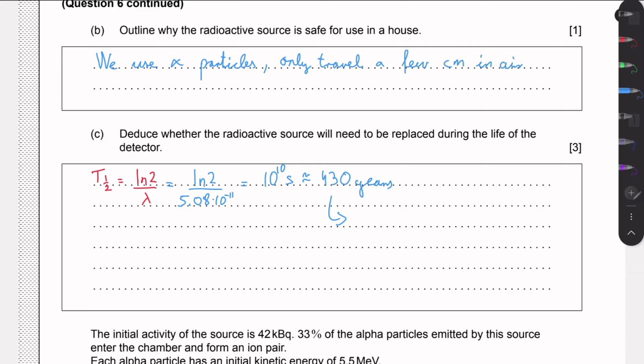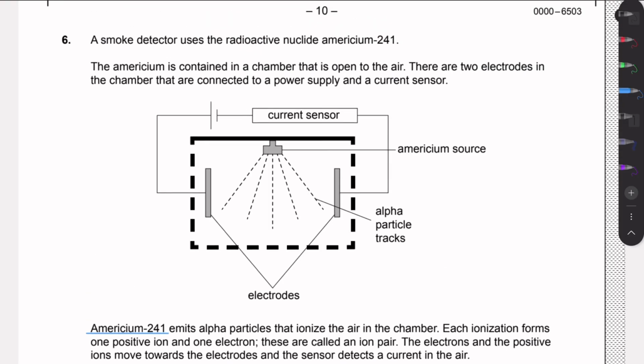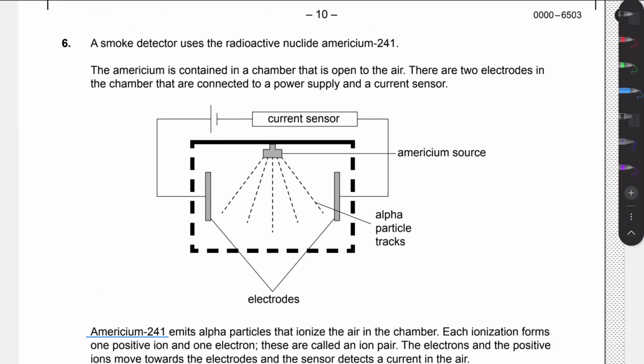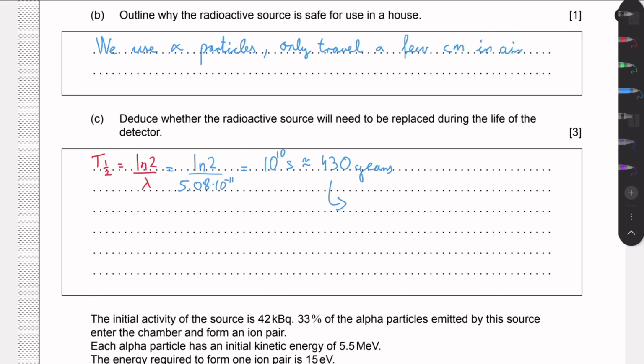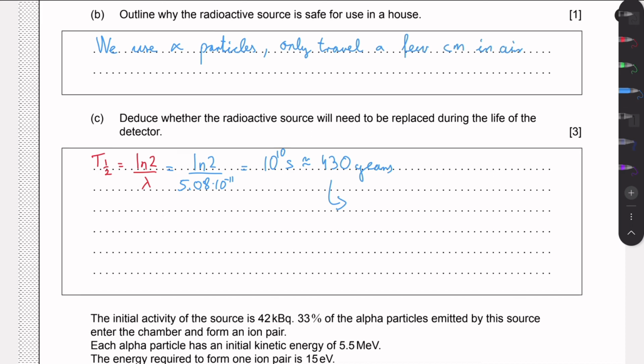This is, as you can imagine, really long. And it's very likely that other components in our smoke detector would need replacement before the alpha particle source. So 430 years is much longer than the expected life of our detector, so we will not need to replace it. So much longer than life of detector. So no replacement is needed.